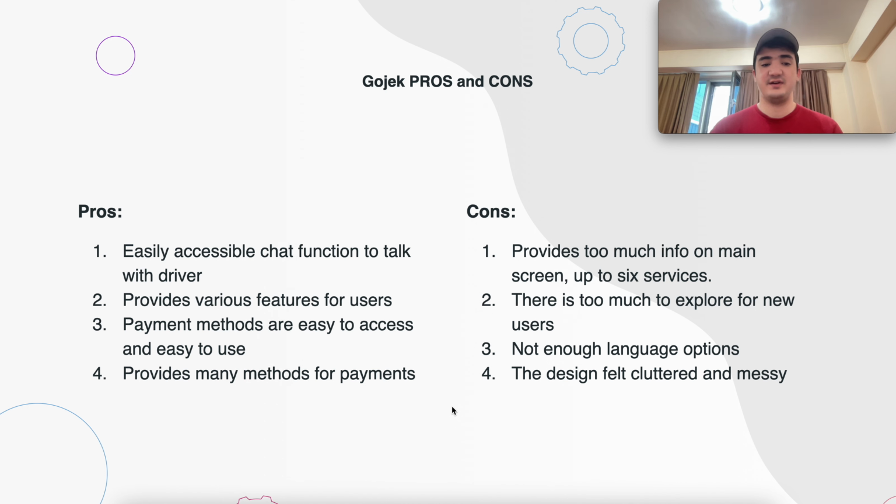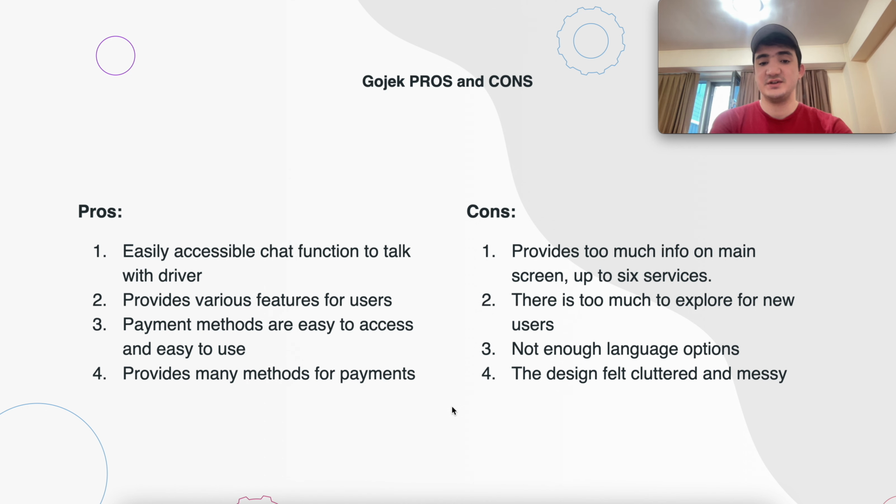Additionally, Gojek provides various features for users. They had payment methods that were easy to access and easy to use, and they provided many methods of payment. But a lot of users found that what was great about Gojek is the variety they offered. But that also kind of was their con, because they provide too much information on the main screen. When you open up the Gojek main screen, there's up to 6 different services. Not all of them are for ride-hailing services, so it's kind of cluttered and difficult to understand for newer users.